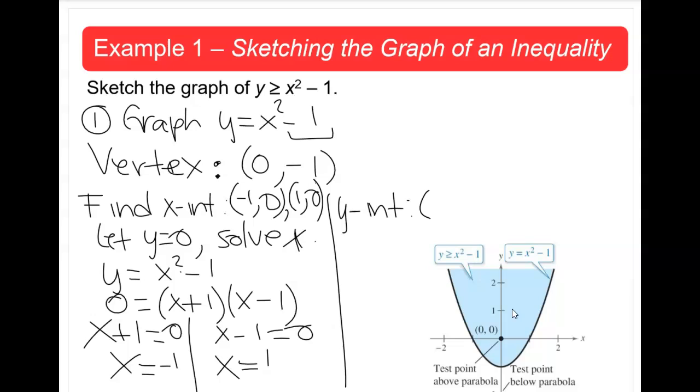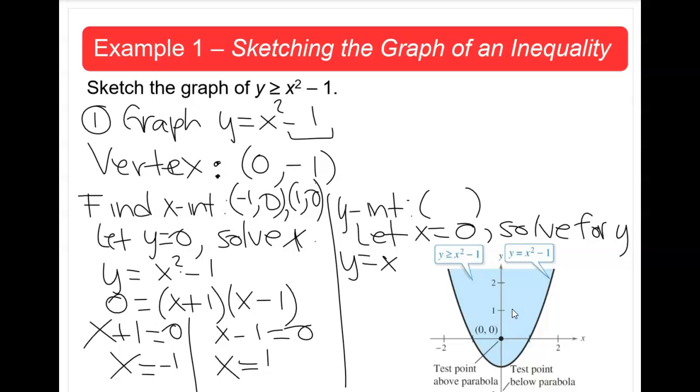And then for the y-intercept, we can only have 1 in this case because we know the quadratic is a real function. So we let x equal 0. This is great review for your exam. So we take the original equation, we let x equal 0, and then we solve for y. I'm going to write the equation so you see what I'm doing. So this will be y equals 0 squared minus 1, so y is equal to negative 1.